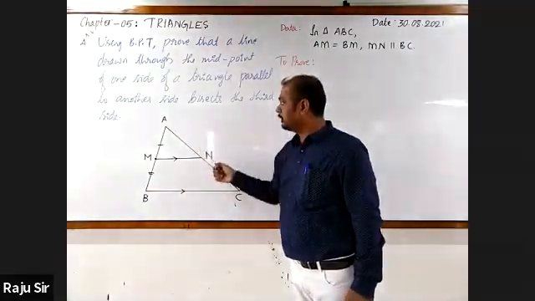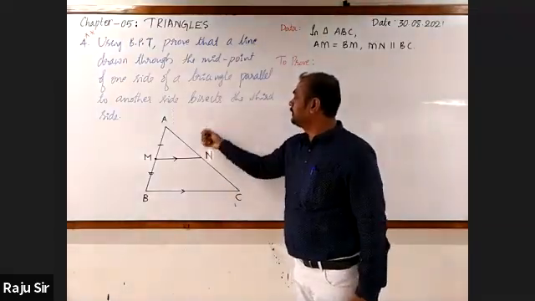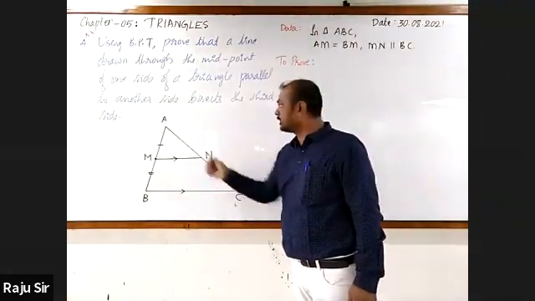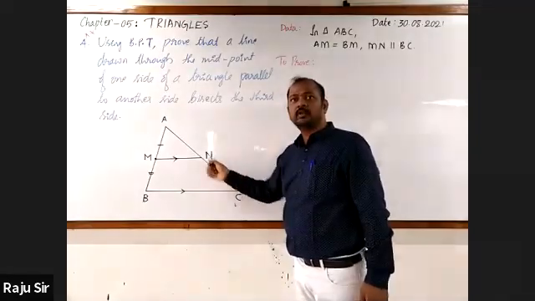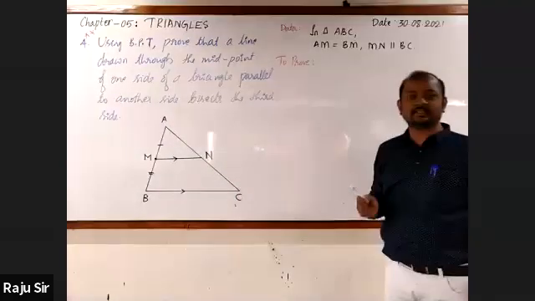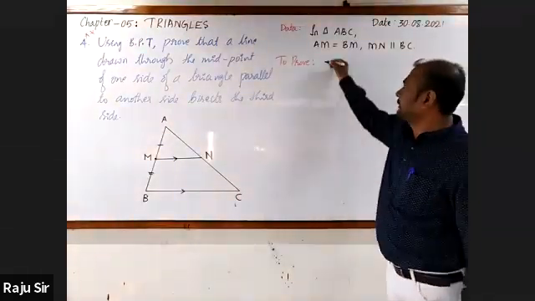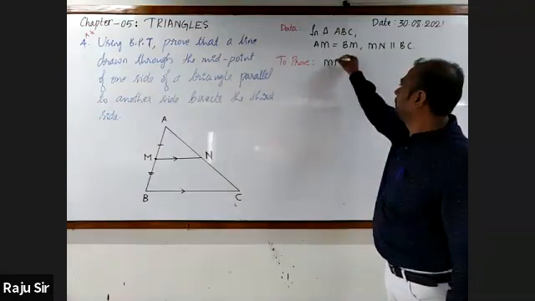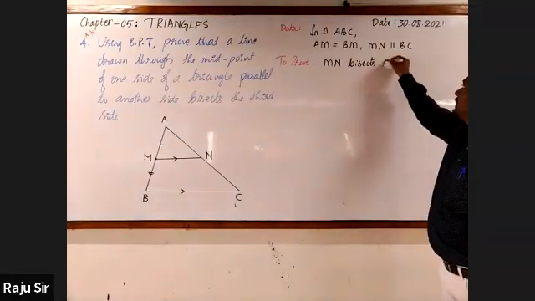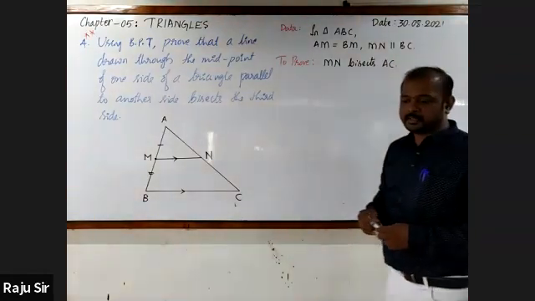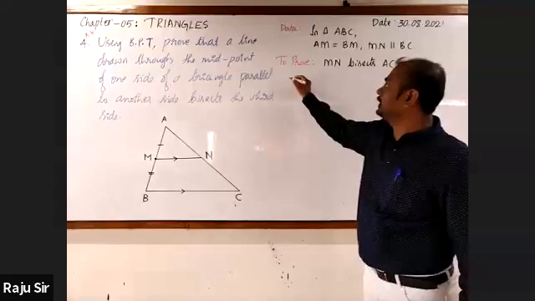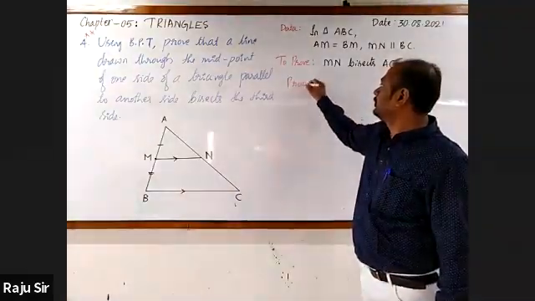But here we are going to prove the statement that MN bisects AC. To prove that MN bisects AC, we have to prove that AN equals NC. To prove AN equals NC, we should prove that N is the midpoint of AC. Got it? Right. MN bisects AC. Proof is over.